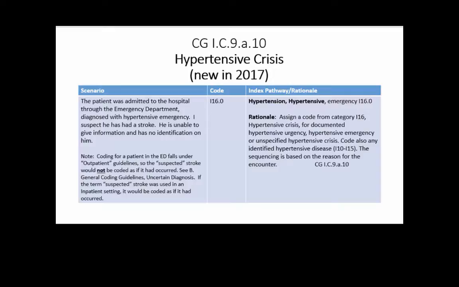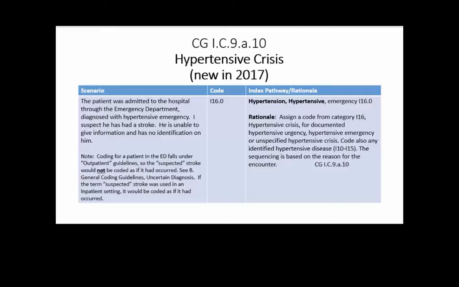First of all, when you're coding for the emergency department, this falls under outpatient guidelines. So the fact that a doctor says he suspects the patient's had a stroke, you do not code that stroke as if it's occurred. This is covered in B, which is general coding guidelines, under the topic uncertain diagnosis. If this patient were an inpatient and the doctor has said, I suspect he's had a stroke, then the coder would code stroke.